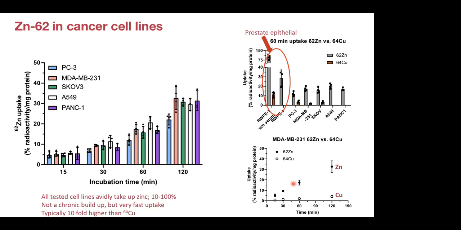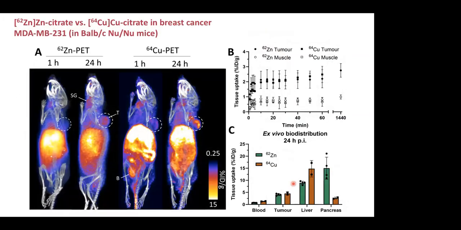All of them took up zinc very extensively and very rapidly, maybe easily 30 to 40%, even higher after a longer period, of the available radioactive zinc. And the uptake of zinc was maybe 10-fold higher than the uptake of copper. So there's a good possibility that we'll get enough zinc into tumors to be able to measure the changes in zinc as a result of different phenotypes and different metabolic conditions. So we took this in vivo, and just to see what it was like in a breast cancer cell line, MDA MB231, again implanted on the shoulder flank.